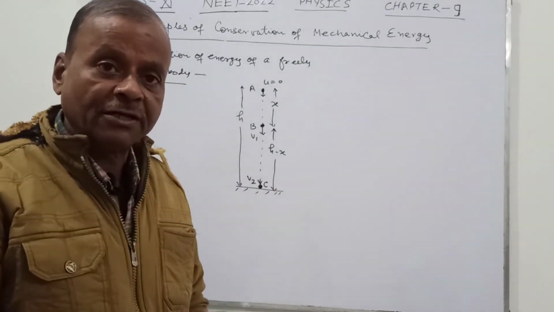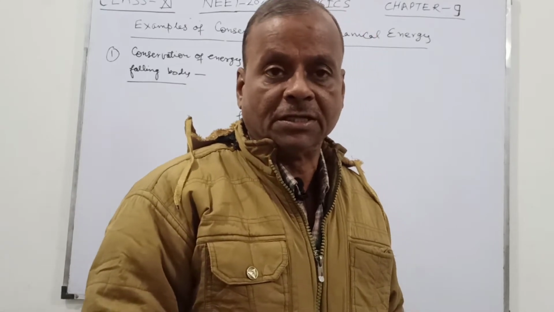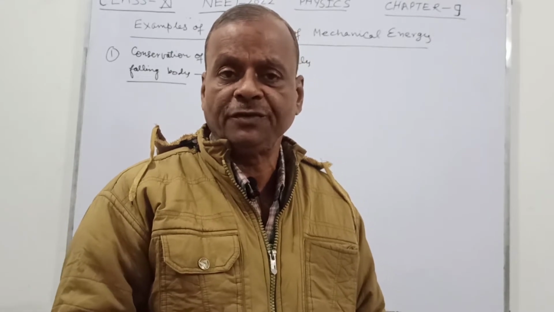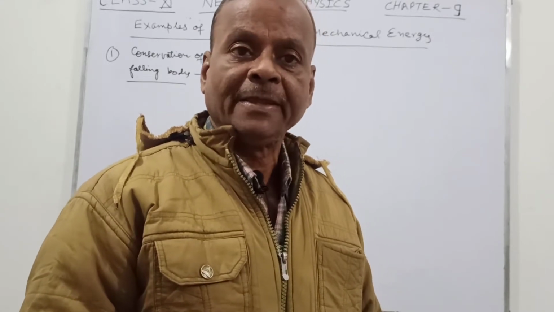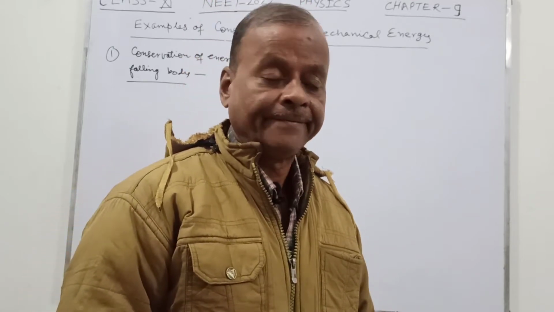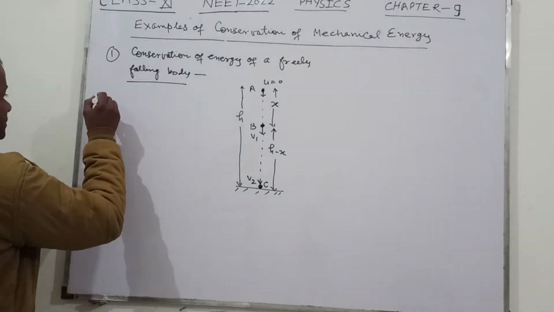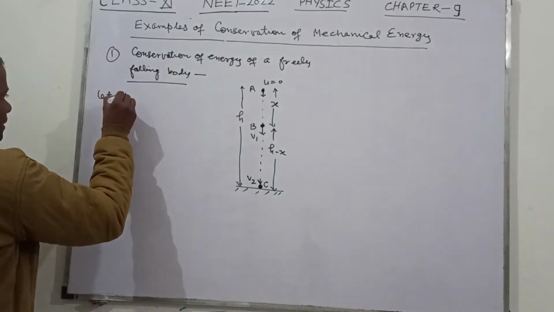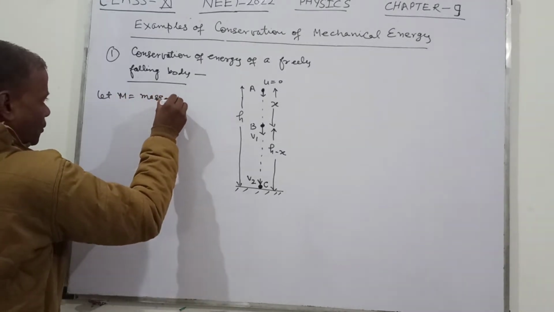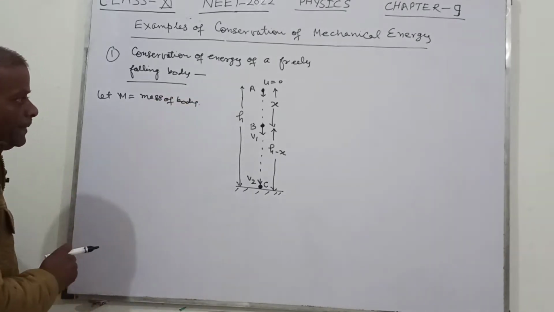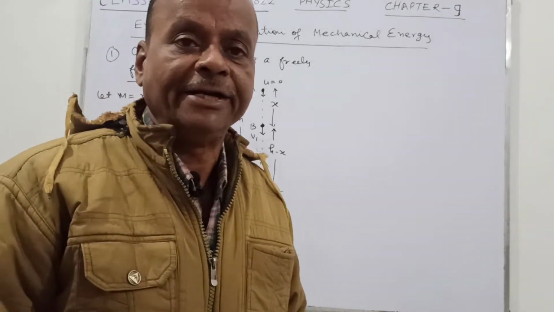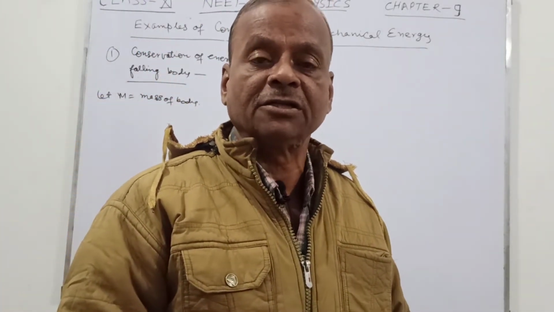If the conservation of the mechanical energy is followed at these points A, B, C, then we can say that this is true for all points through which it passes. So there is the conservation of mechanical energy. So now let's take m equal to mass of body. Now the body is falling freely under the gravitational field, and you know that the gravitational field is the conservative field.